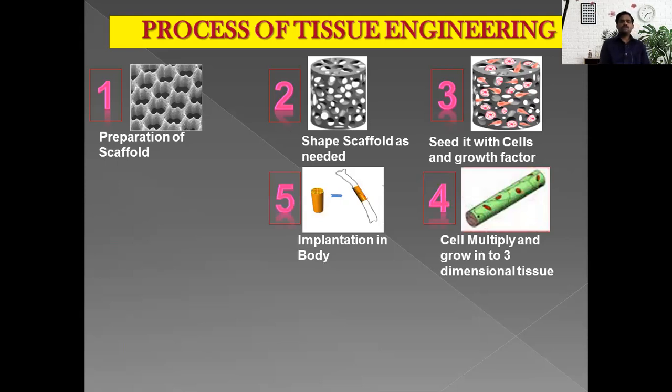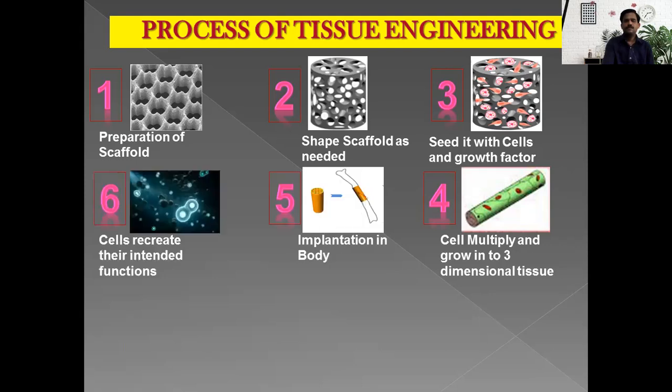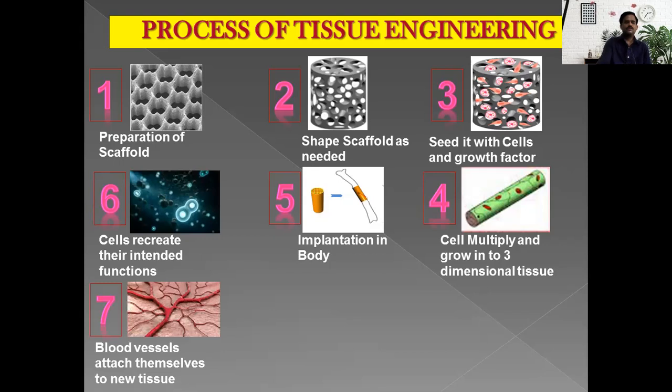Now the tissue engineered construct is implanted inside the body of the recipient. Now after implantation of the tissue engineered construct inside the body of the recipient, the cells recreate their intended function. Now the blood vessels attach themselves to the new tissue, means the blood vessels of the recipient body start to attach themselves to the new tissue.